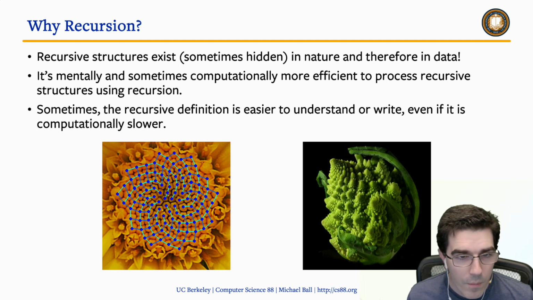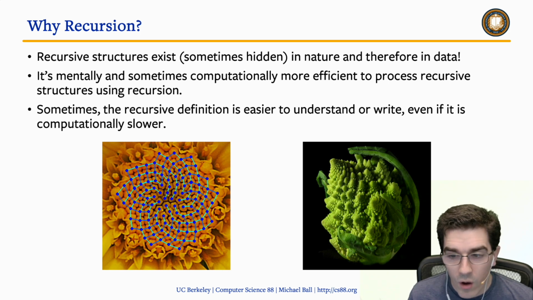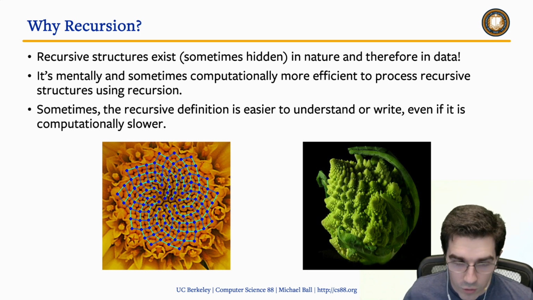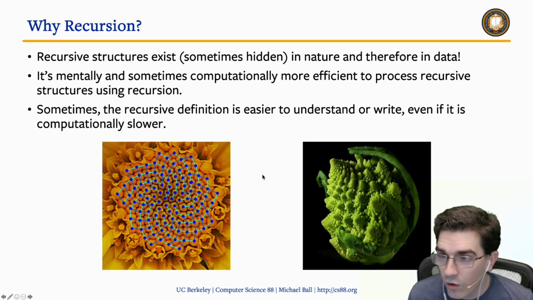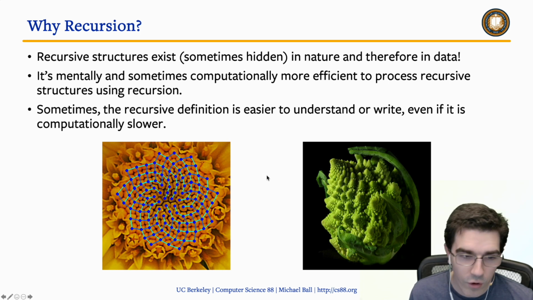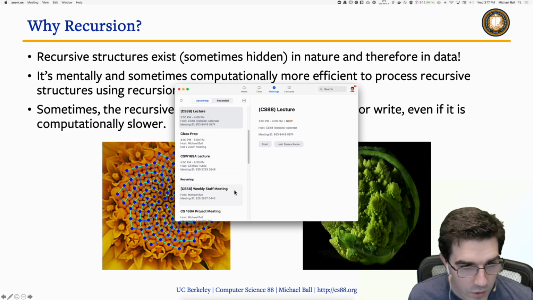So we talked about why recursion, and that one of the things that's really cool is that recursive structures exist in nature. And so these are all things that we can loosely call fractals. And fractals are self-similar geometric structures.